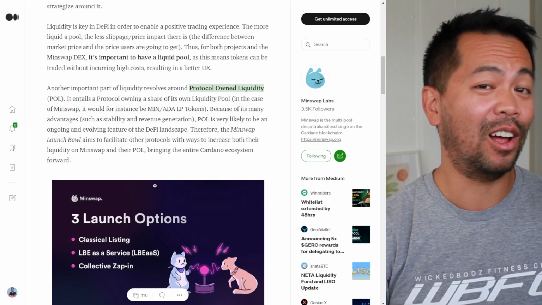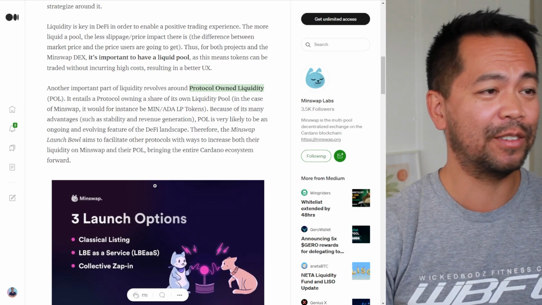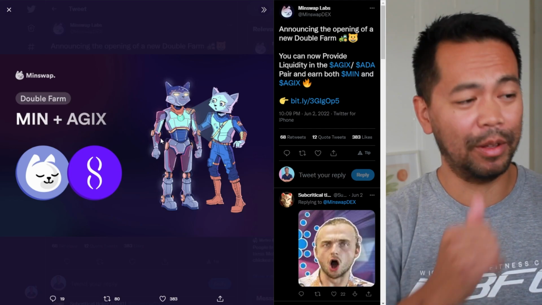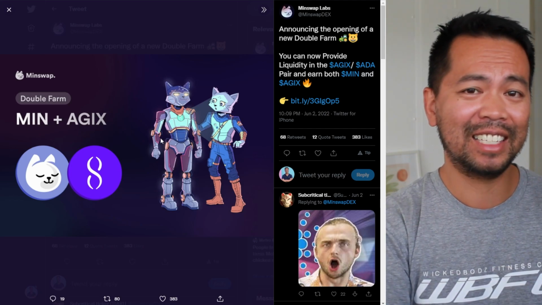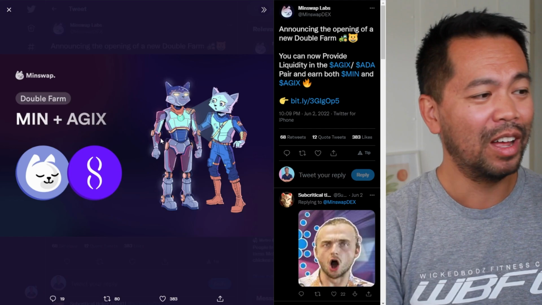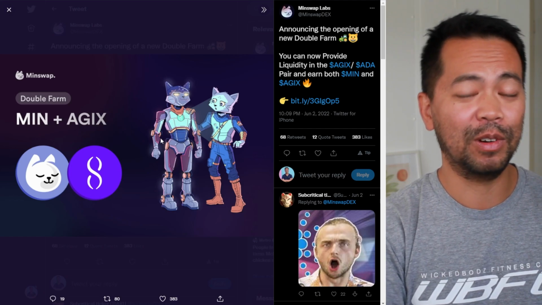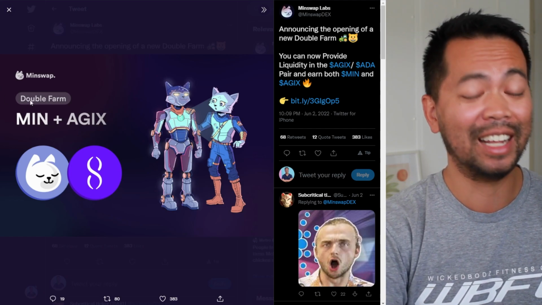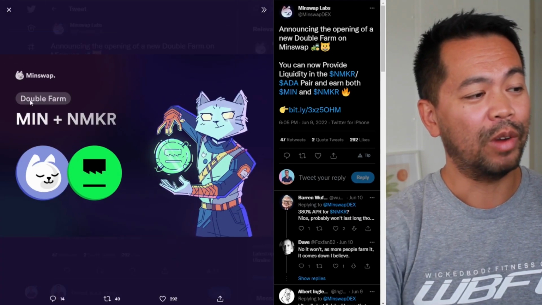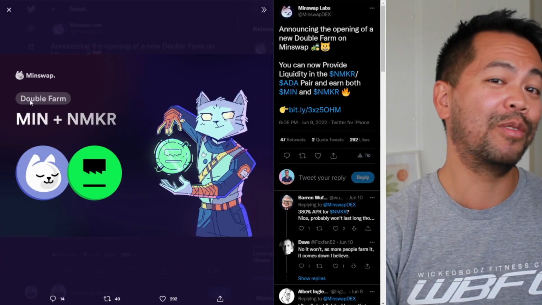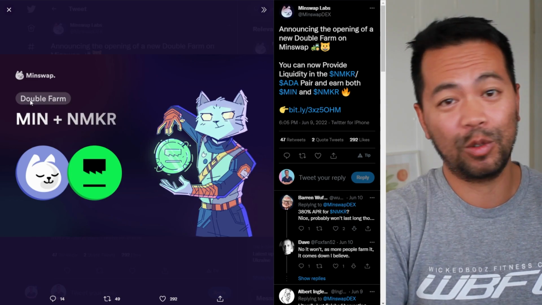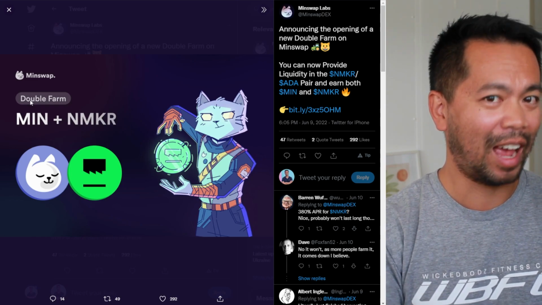Now, there have been a lot of projects that have launched over the last few months, and I'll just go through a couple of them here. So we have ADAOZ and also the NTX as well. They've been on the DEX for a little while now and providing double farm rewards. We are getting NFT Maker. They're providing double farm rewards. And of course, now with the ADA rewards, triple rewards.